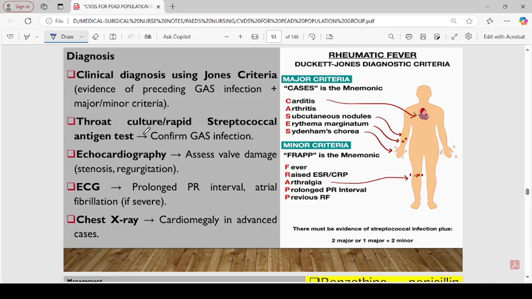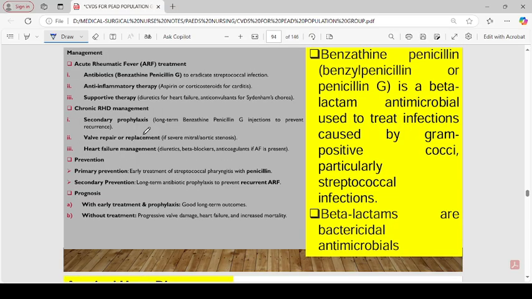We could do throat culture and rapid streptococcal antigen test, which confirm the group A streptococcal infection. Echo will assess valve damage, so we could look at if there is stenosis or regurgitation. ECG will show prolonged PR intervals, atrial fibrillation if it is severe. Chest X-ray could show cardiomegaly in advanced stages. So remember, Jones diagnostic criteria has the major criteria and minor criteria.